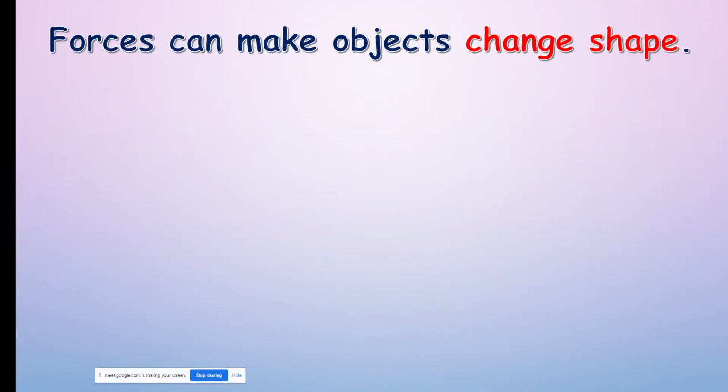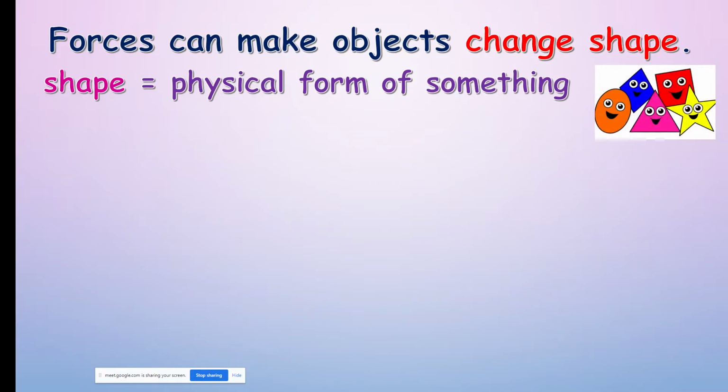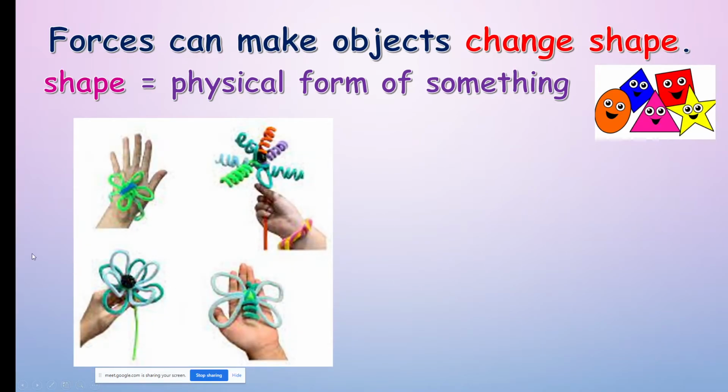Forces can also make objects change shape. When you say shape, that's the physical form of something. For example, turn off your mic first, okay? When you say shape, these are the shapes. For example, star, square, rectangle, triangle, circle, oval. Okay, now for example, these wiggly wires. From the straight wire, when you push it, you pull it, it can change its shape.